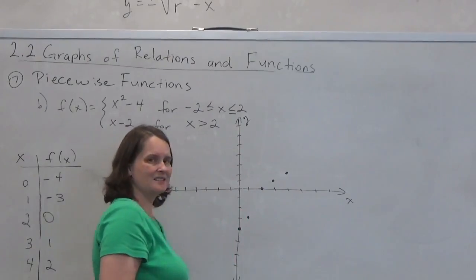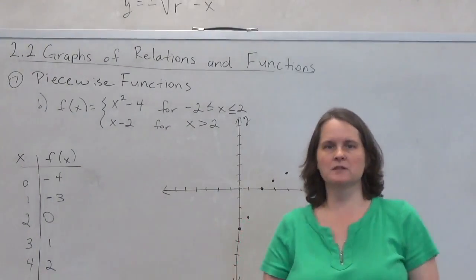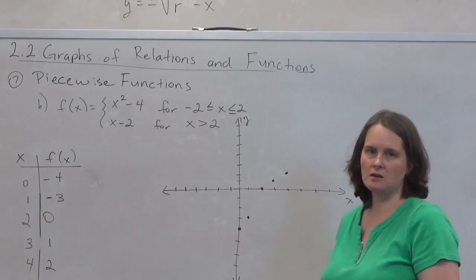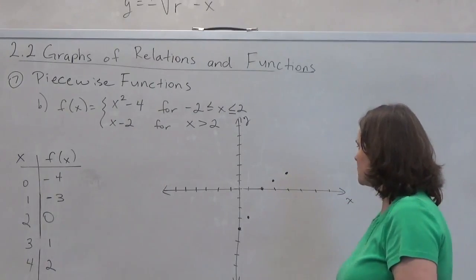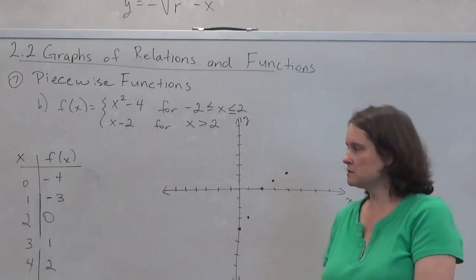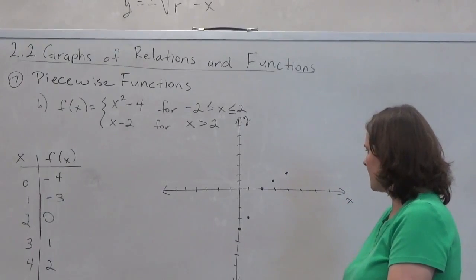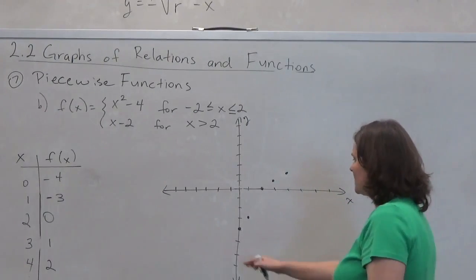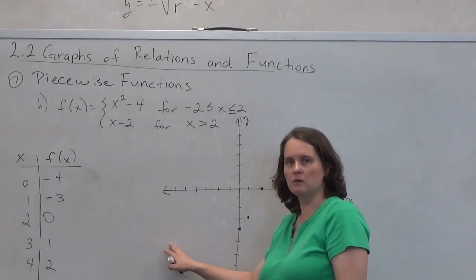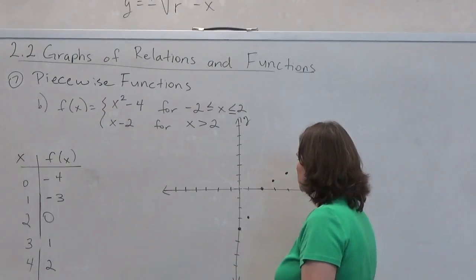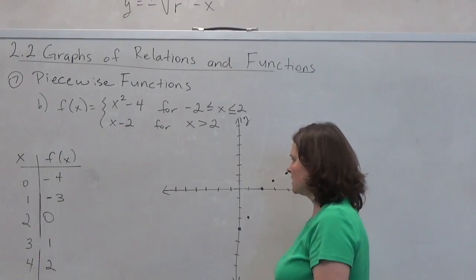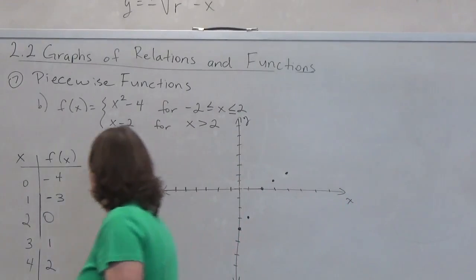Now the dots by themselves are really not enough to tell us how to connect the dots or how to draw our graph. So you can always add more points. You can substitute more values in. I'd like to know what's going on on the left side of the y-axis. So let's put in -1 and -2 for our x. Let's see what we get.